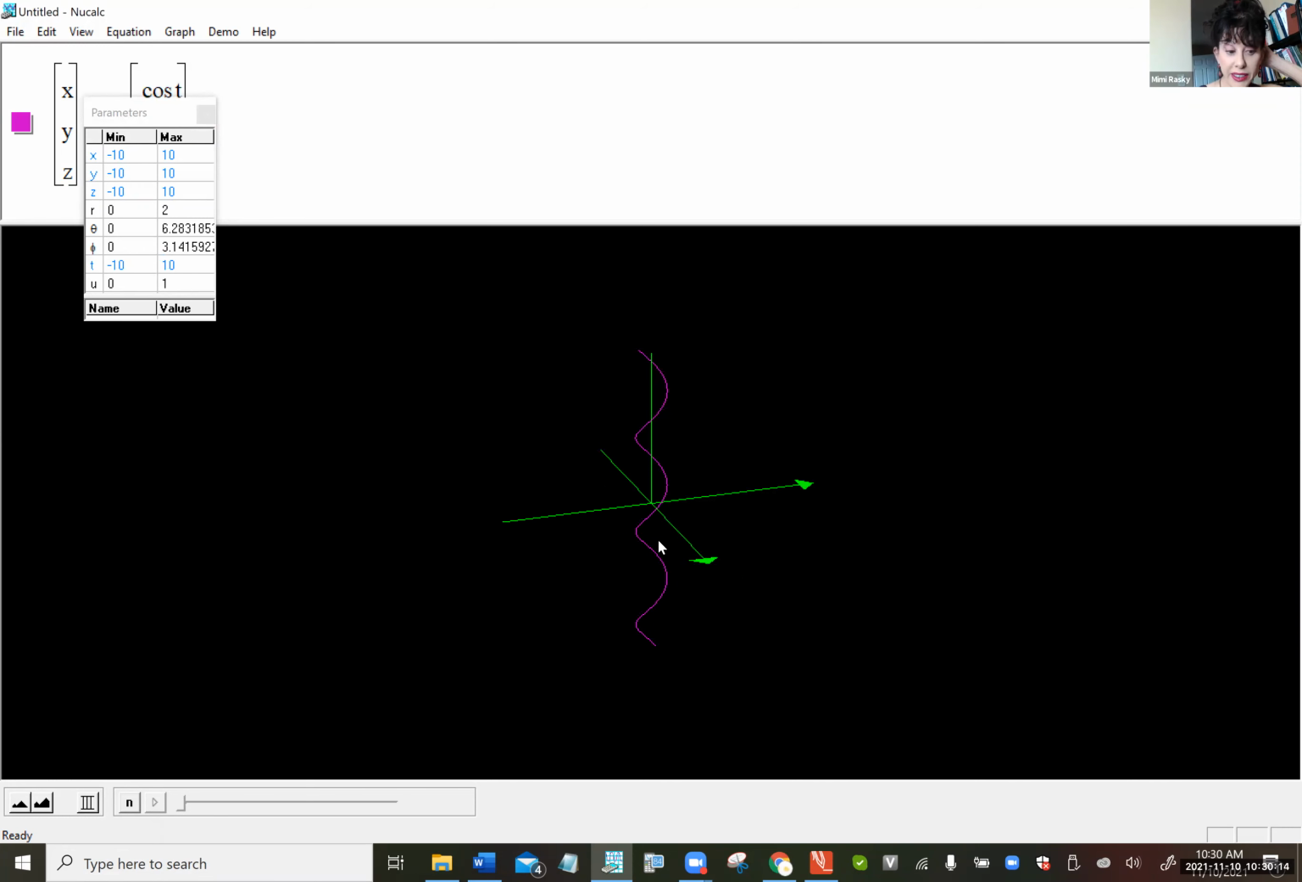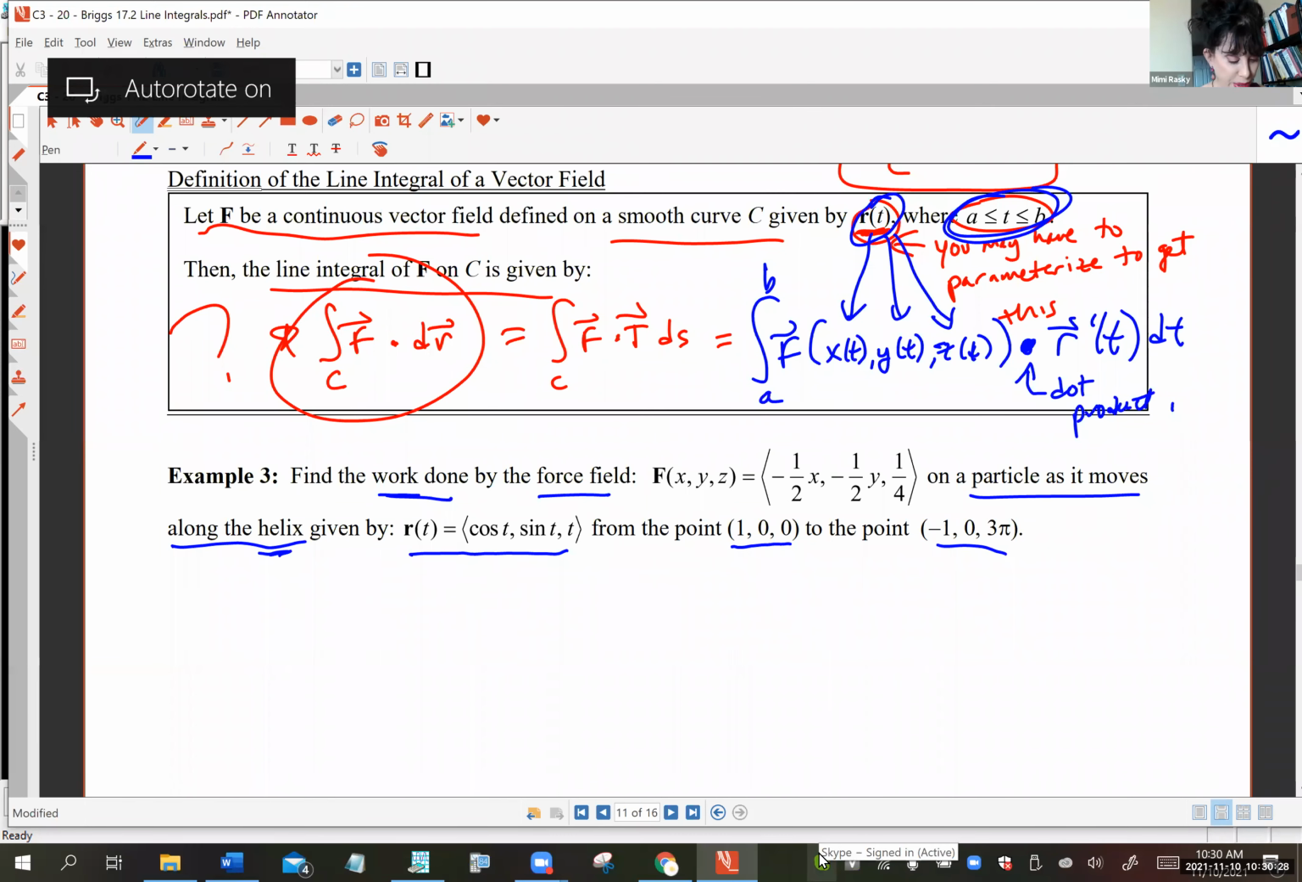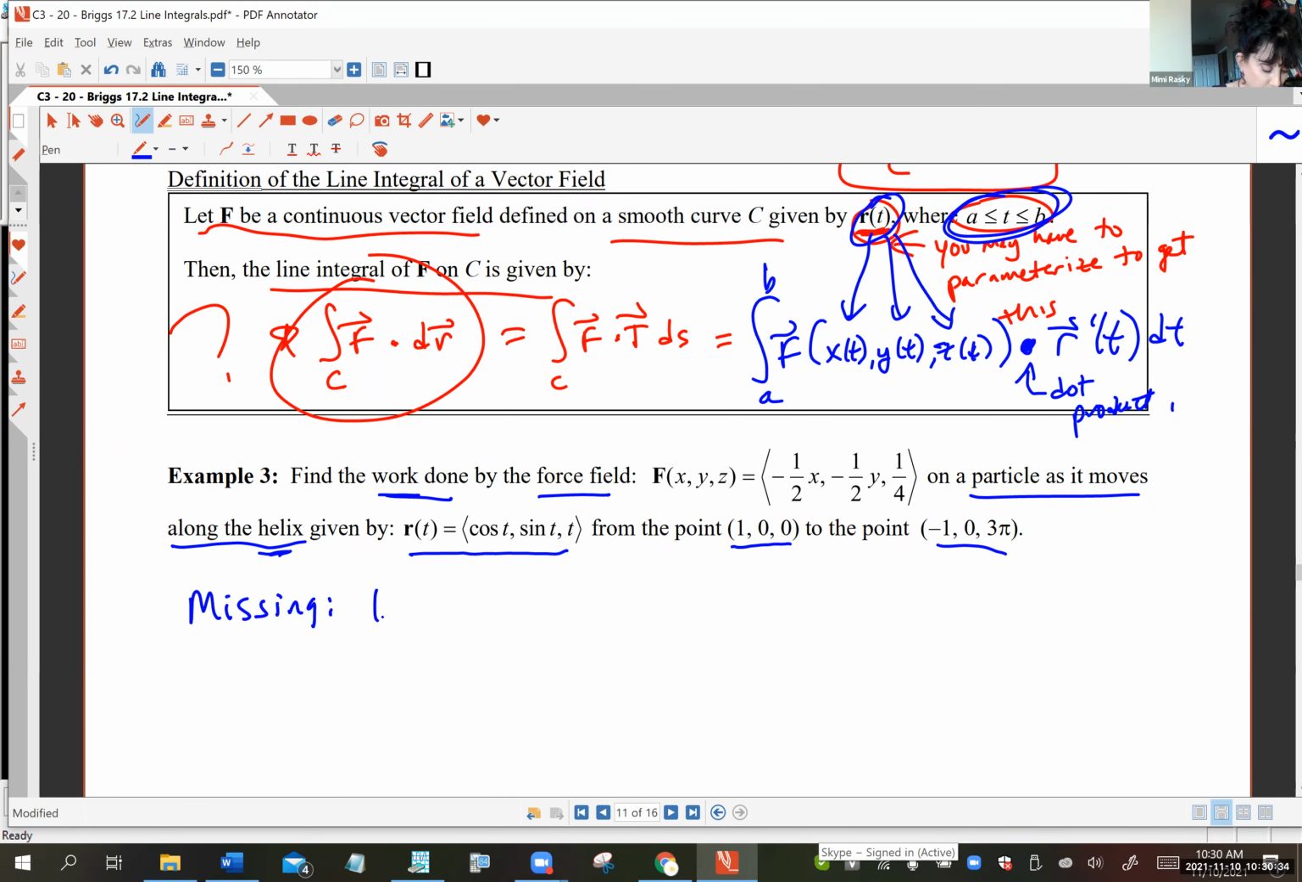And so we're starting at some point here and moving along the curve and the helix, and we're finding the work done on the object as it moves through this vector field. Very cute. Okay, back to business. All right, so we've got a picture of it. Now, what's missing here? What's missing is the range of t. So the question is, what is the range of time t? They gave us the position changes.